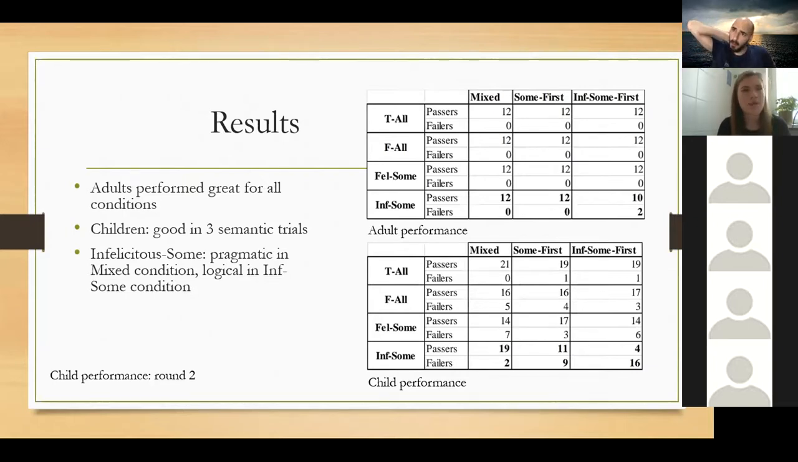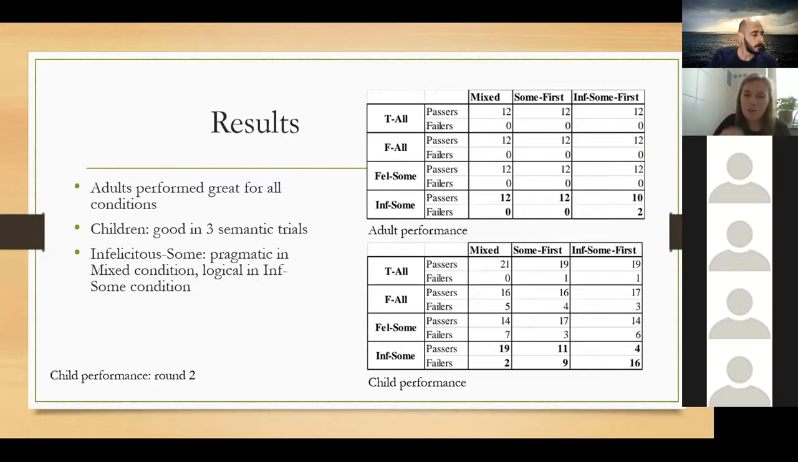I'm not sure actually. I don't want to say something false, but I understood that they saw the trials after each other, but in the mixed condition, it could be that they saw an all trial, then a sum trial, then a false all trial, so it was really random. I understood it that way. So they probably were exposed more to the all trials compared to the sum first condition, right? Yeah, probably. And you should check it out.